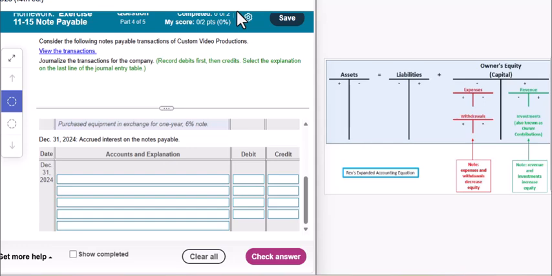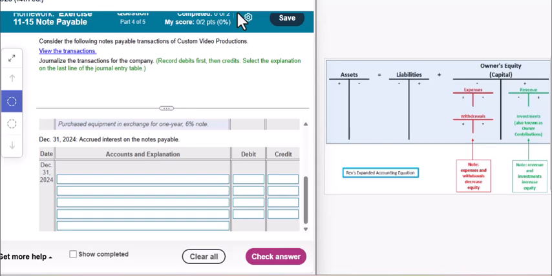And what does accrued mean? Accrued means something is accumulated, in this case, interest. So interest is accumulated but is not yet paid. Notice we're not going to pay on December 31st. We just need to show how much interest we owe.